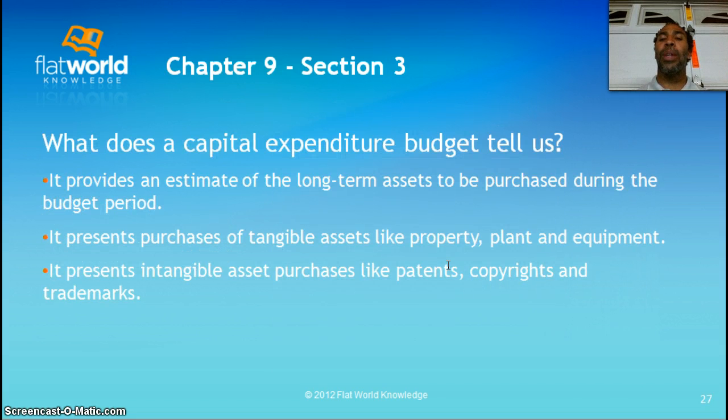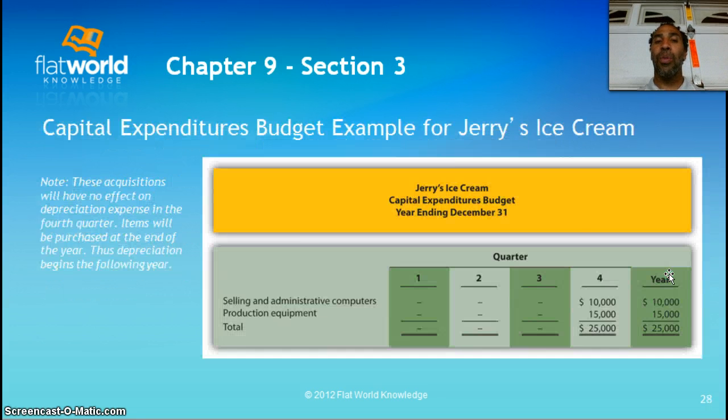So what does the capital expenditure budget tell us? It just tells us, hey, we've got big purchases. We've got to purchase a copier. We've got to purchase a facility, and that's what we need to do. And hopefully it garners a return on investment. It provides an estimate of long-term assets to be purchased during the budget period. It presents purchases of tangible assets like property, plant, and equipment, but it also presents intangible assets such as patents, copyrights, and trademarks, things that are definitely important.